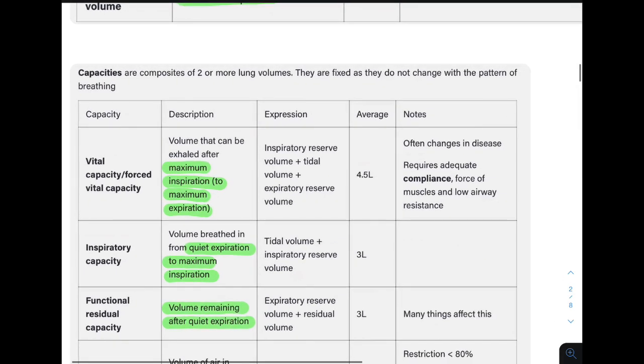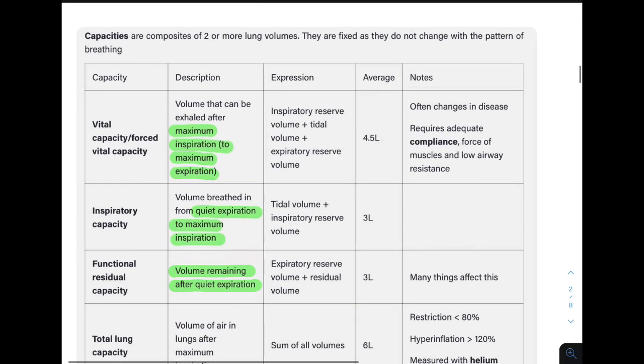Next, see the volumes and capacities. There's a small difference. As we are seeing here, capacities are composites of two or more lung volumes. They are fixed and do not change with the pattern of breathing. So this is why capacities are very important to diagnose different diseases and different conditions of the lungs.